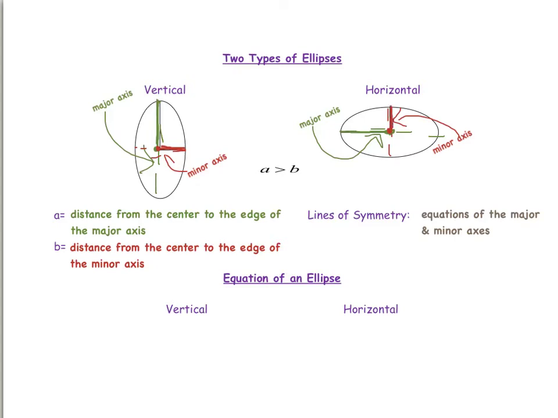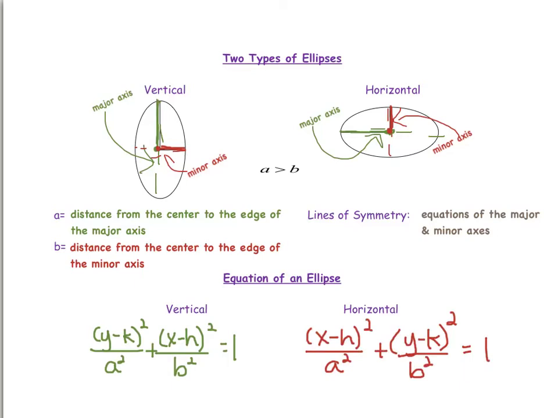Now let's look at the equations for each type of ellipse. The equation for the vertical ellipse is (y minus k) squared divided by a squared plus (x minus h) squared divided by b squared equals 1. The equation for the horizontal ellipse is (x minus h) squared divided by a squared plus (y minus k) squared divided by b squared equals 1. Now in each of these equations, the h and the k value represent the center of each ellipse.